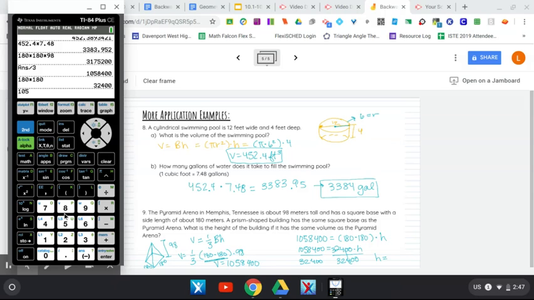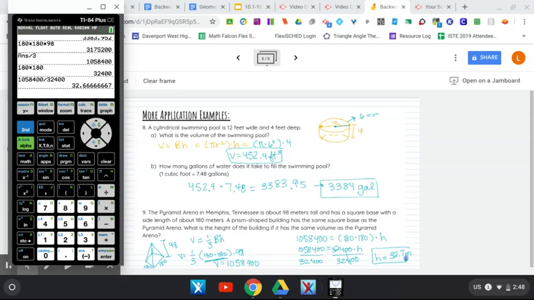So 1,058,400 divided by 32,400 gives us 32.7. And our units are meters.